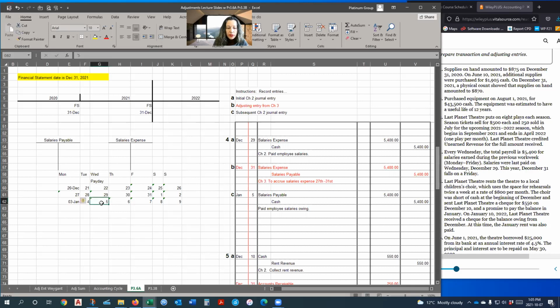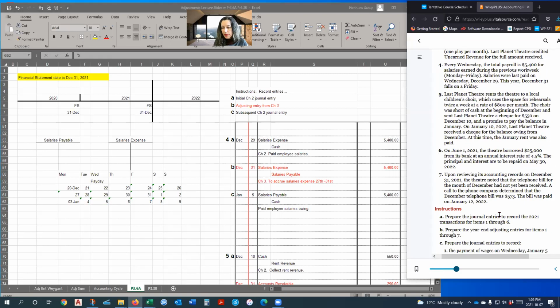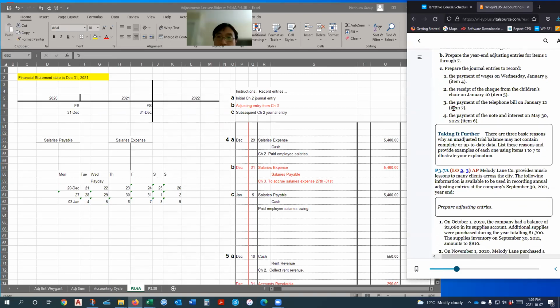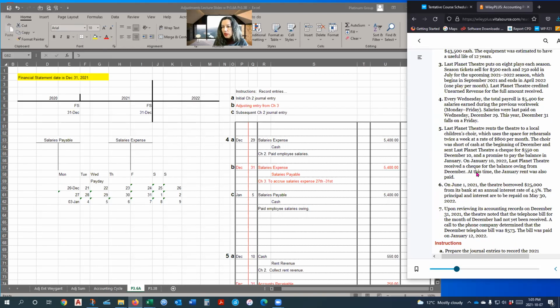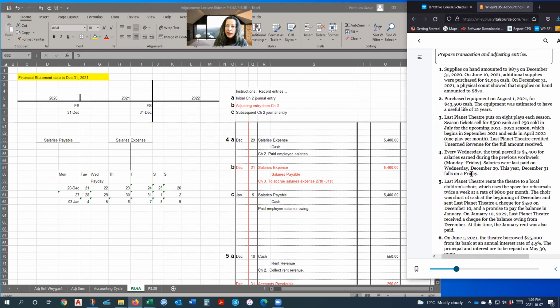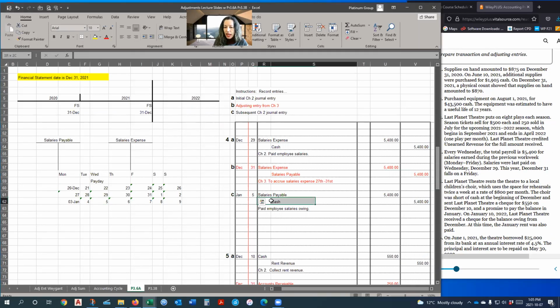Now, what's going to happen on the 5th? Now this is part C. Okay, what happens subsequently, this is C part 1. So what happens on the 5th when they actually pay the salaries? Well, on the 5th, here you can see January the 5th, the cash is actually going to go down $5,400. But we're not going to debit salaries expense. We already debited salaries expense. This is an expense for 2021.